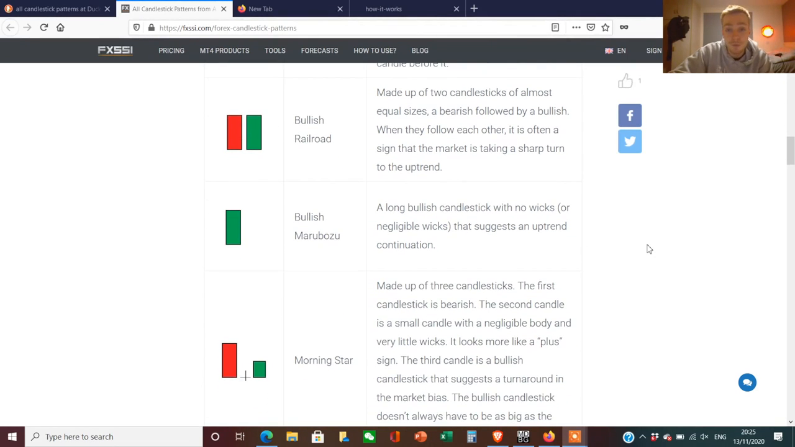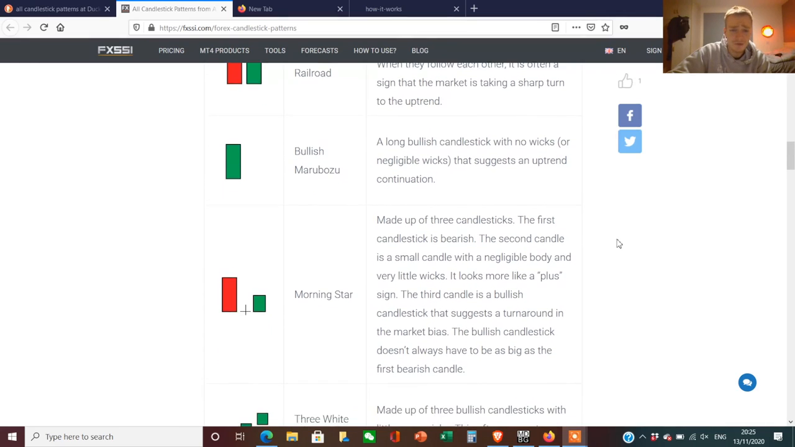Bullish railroad, and so this one, made up of 2 candlesticks of almost equal sizes, a bearish followed by a bullish. When they follow each other, it is often a sign that the market is taking a sharp turn to the uptrend.